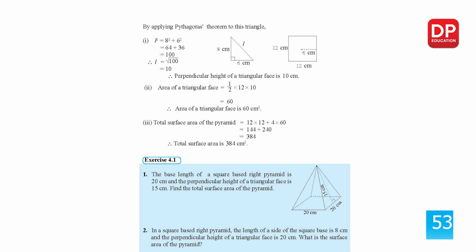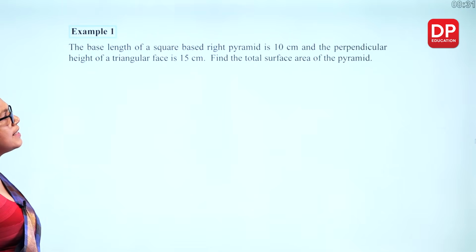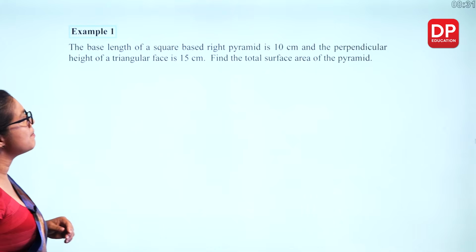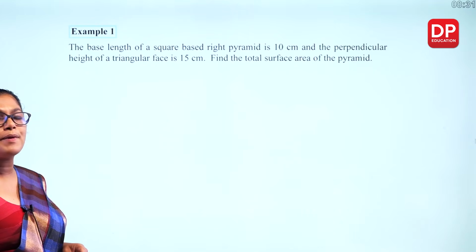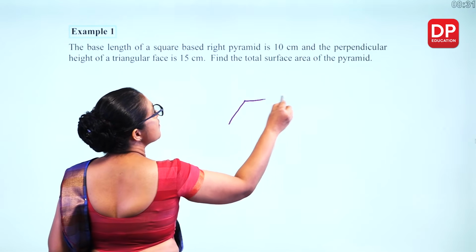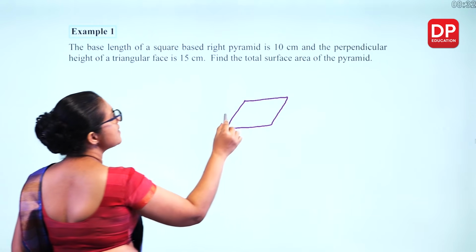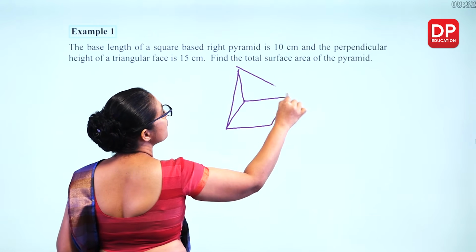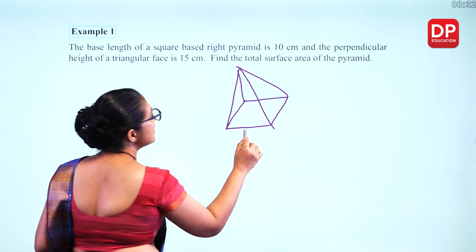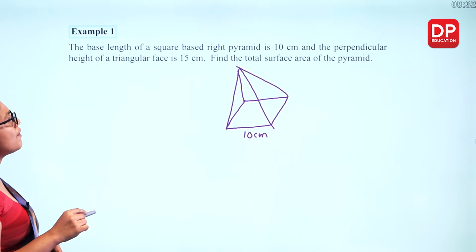Now we'll look at example 1 in your textbook. The base length of a square base right pyramid is 10 centimeters and the perpendicular height of a triangular face is 15 centimeters. Find the total surface area of the pyramid. So we'll try to sketch the diagram. It says this is a right pyramid with square base, and the base length is 10 given.